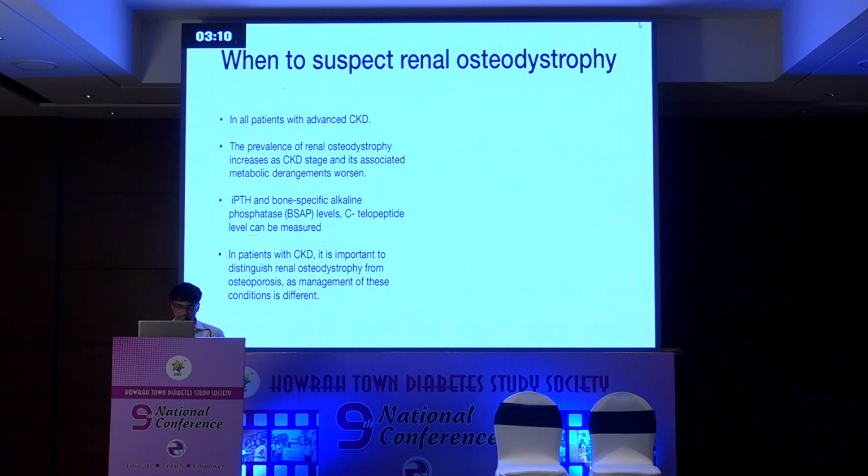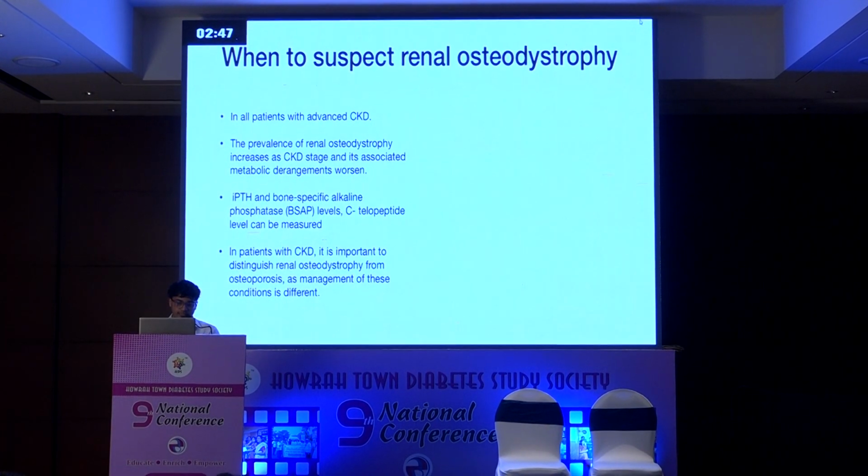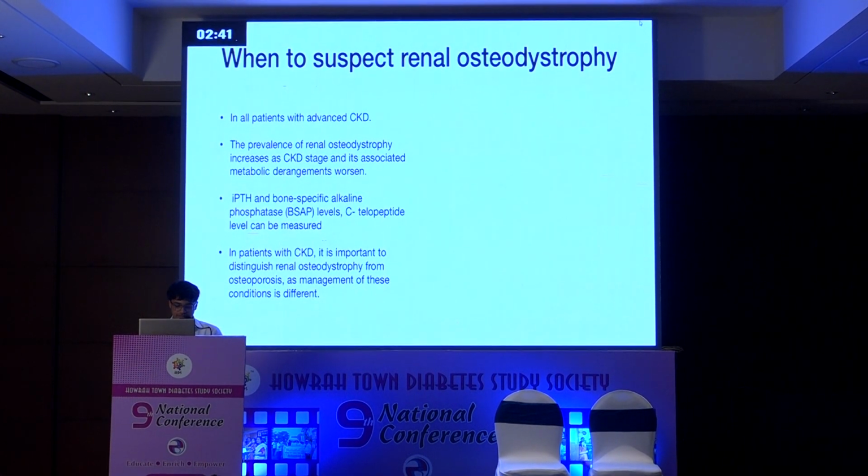When to suspect renal osteodystrophy? We have to suspect renal osteodystrophy in all patients of advanced CKD. The prevalence of renal osteodystrophy increases as the CKD stages and its associated metabolic derangements worsen. Parathormone and bone-specific alkaline phosphatase levels, C-telopeptide level, can be measured to diagnose renal osteodystrophy. In patients with CKD, it is important to distinguish renal osteodystrophy from osteoporosis because the management of these conditions are different.